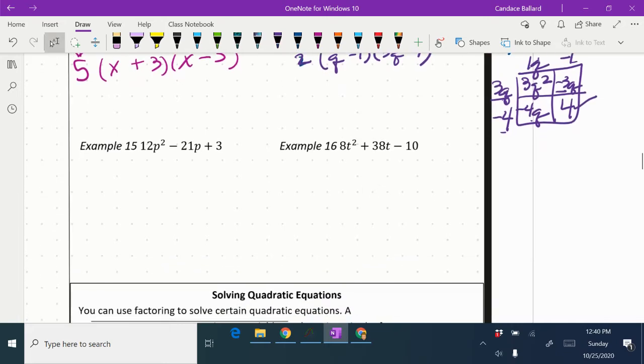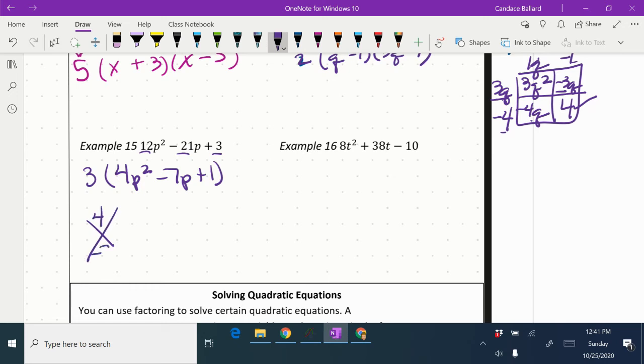All right, let's try example 15. So again, I'm noticing I have a 3 as a greatest common factor. I'm going to pull that out first, which gives me 4p squared minus 7p plus 1. Now I'm going to try my magic X. So I need 2 numbers that multiply to 4 and add to negative 7. Well, I could do 4 and 1, but that's never going to add to negative 7 no matter what I do to it. 2 and 2, never going to add to negative 7. But here you wouldn't say not factorable because we did in fact factor the 3 out. So this is as far as it goes.